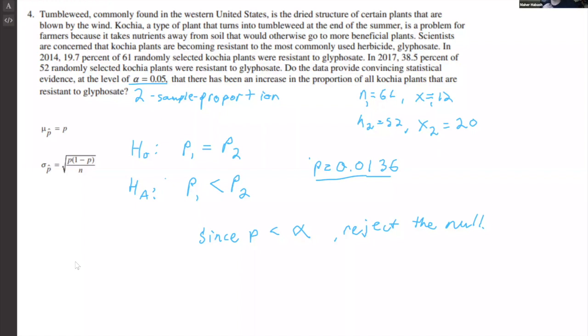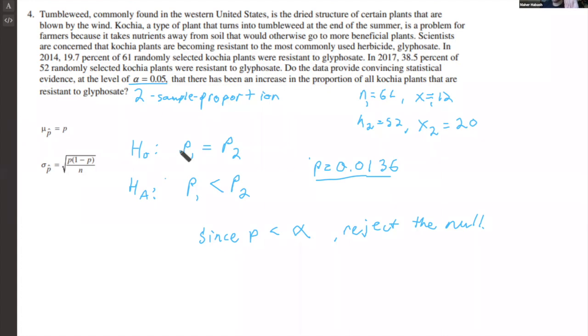Close, and you were pretty good to the end. I'd say, yes, it does provide convincing statistical evidence at the level alpha 0.05, that yes, there has been an increase in proportion. Finish up the whole sentence, and don't stop till you get all the way to the end. I think it's a good place to end. It's where we finished our time right there.